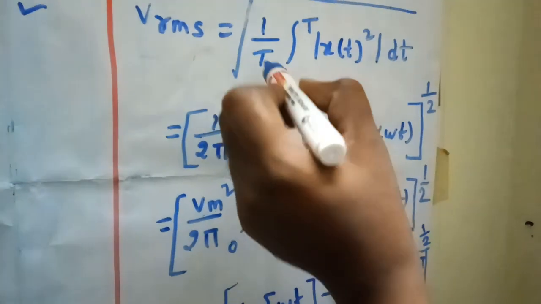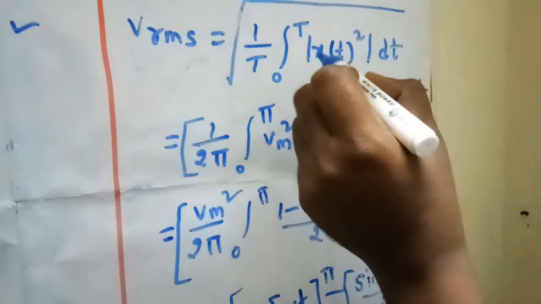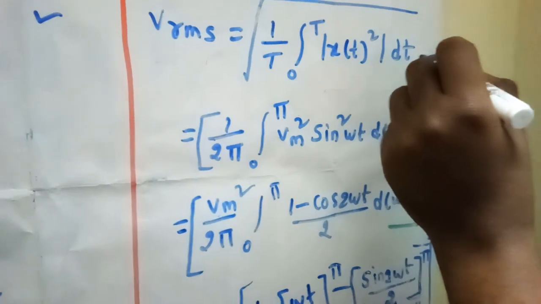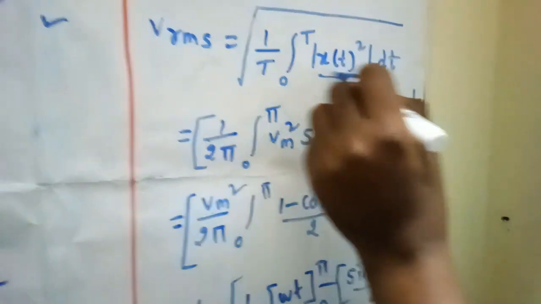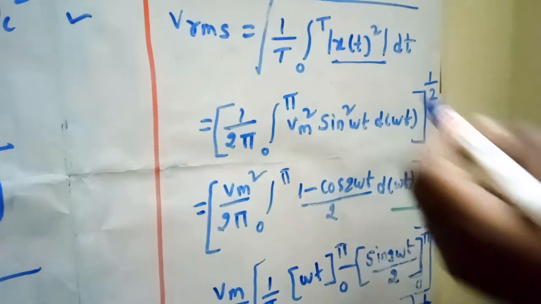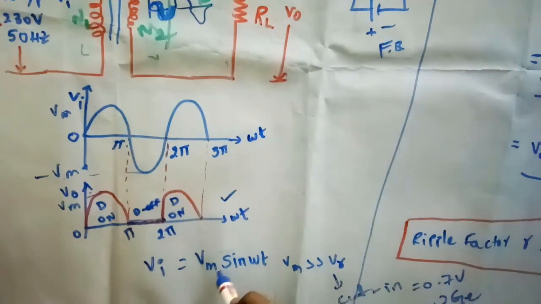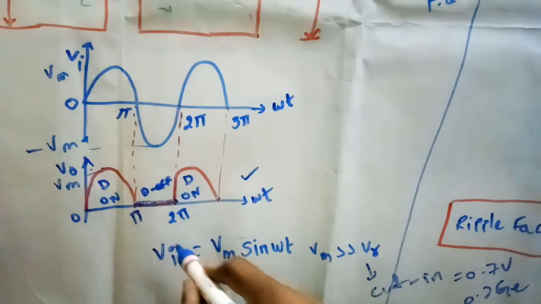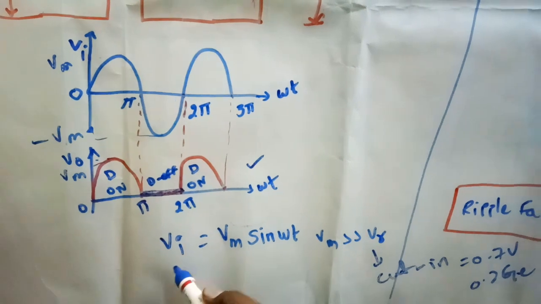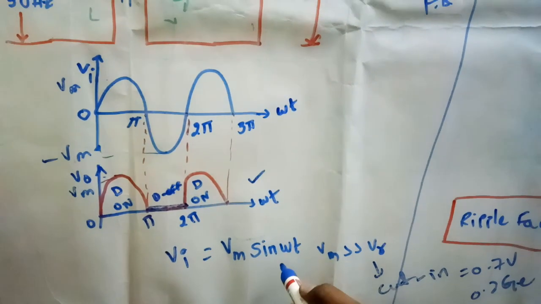Otherwise 1 by T, time period, integral 0 to T x of t square dt. This x of t square is our input signal. What is our input signal? Let us see here. First we are taking VA is equal to Vm sin omega t. Then VA square we are going to take, that is nothing but VA square is equal to Vm square sin square omega t. That we are going to substitute here.